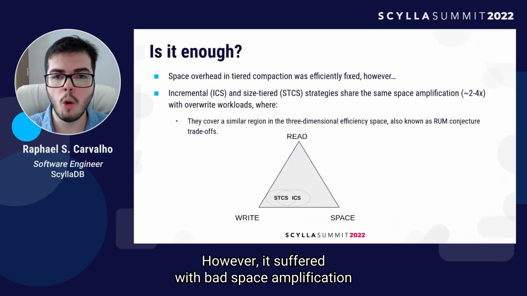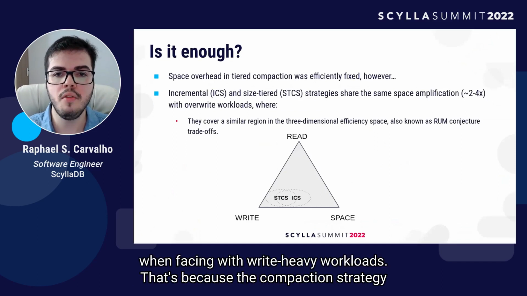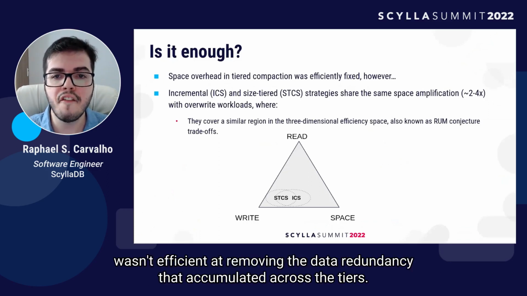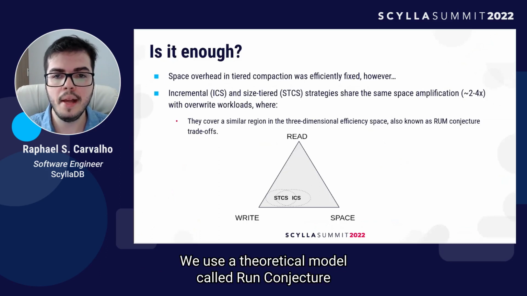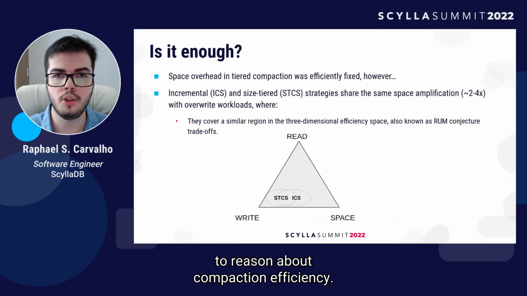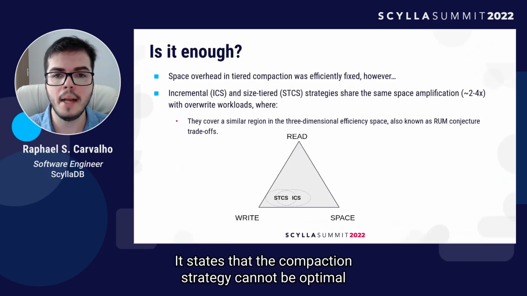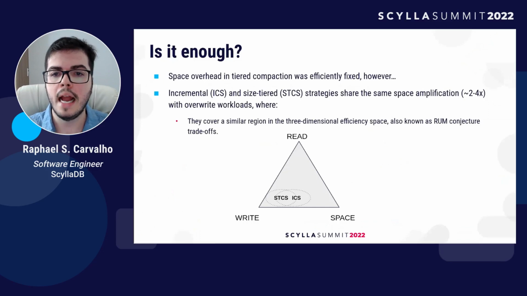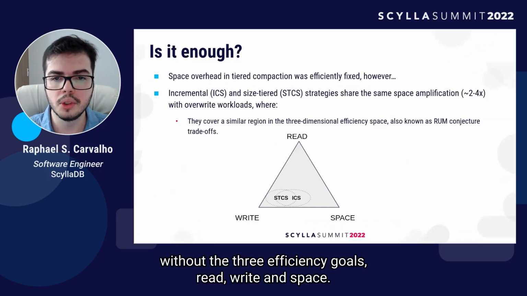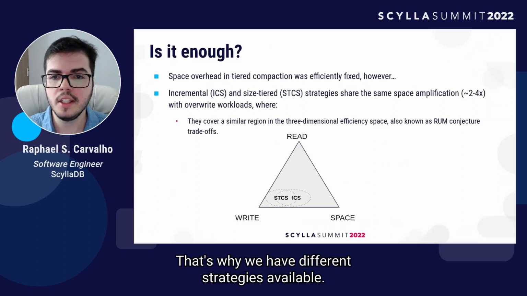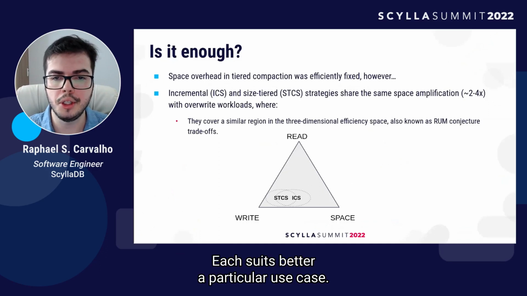However, it suffered with bad space amplification when facing overwrite-heavy workloads. That's because the compaction strategy wasn't efficient at removing the data redundancy accumulated across the tiers. We used a theoretical model called RUM conjecture to reason about compaction efficiency. It states that a compaction strategy cannot be optimal at all three efficiency goals: read, write, and space. That's why we have different strategies available, each suiting better a particular use case.